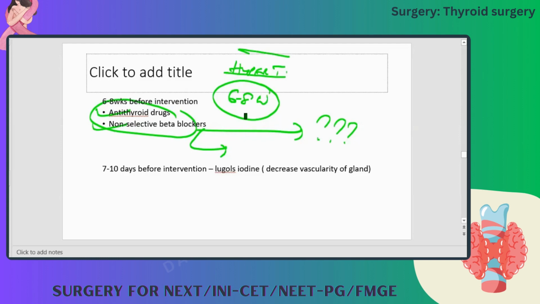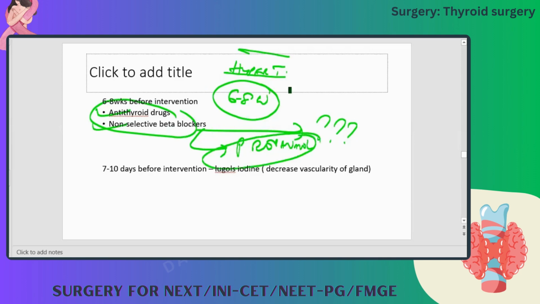What are the three antithyroid drugs I told you? Propylthiouracil, methimazole, and carbimazole. Okay. So why a non-selective beta blocker? What is the example for the beta blocker? Tell me. Atenolol, propranolol. Yeah, propranolol. Atenolol is a little cardioselective. I want a non-selective one, propranolol.